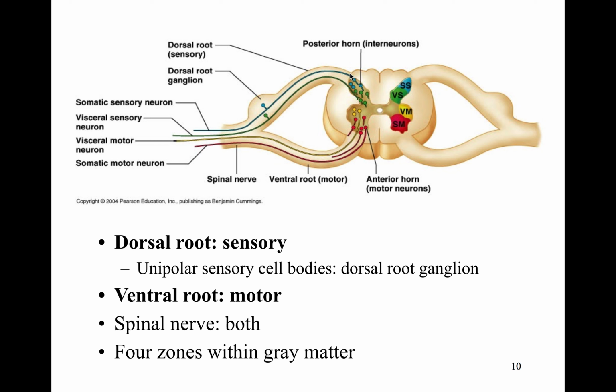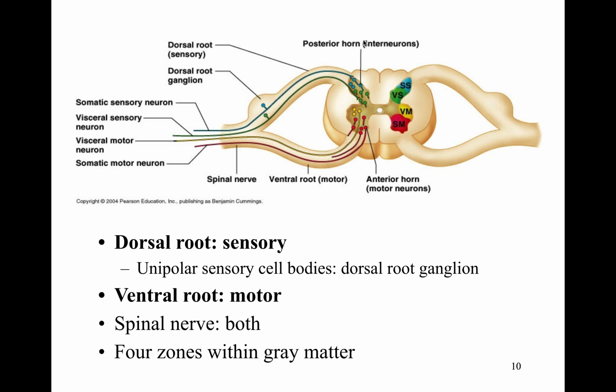So in the dorsal horn of gray matter in the spinal cord, we have interneurons. These interneurons are going to receive that sensory information from those sensory or unipolar neurons, and they're then going to relay that information up towards the brain. The brain's going to make a decision based on what to do with that sensory information, and it's then going to send motor output back down.